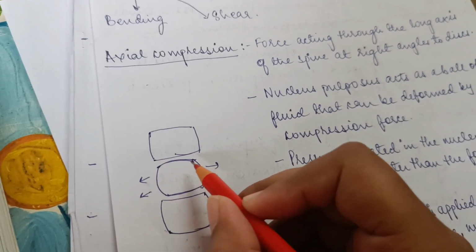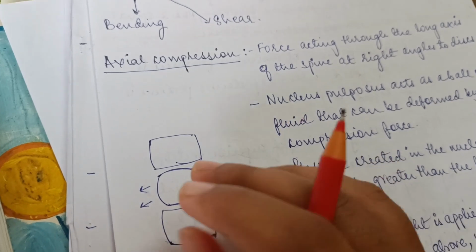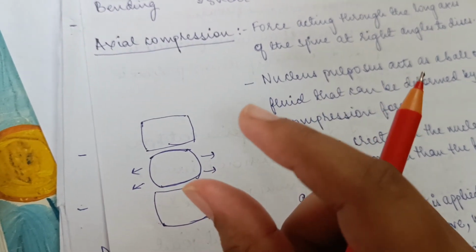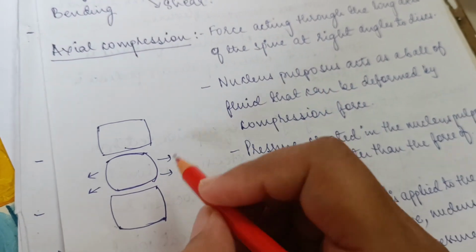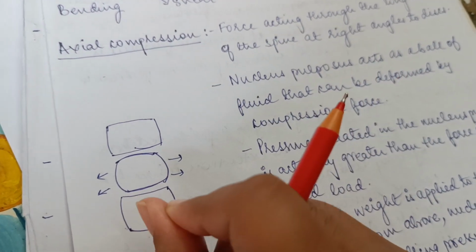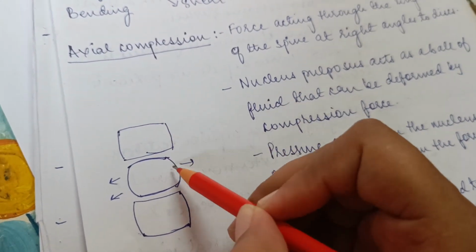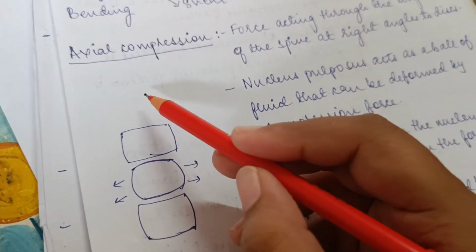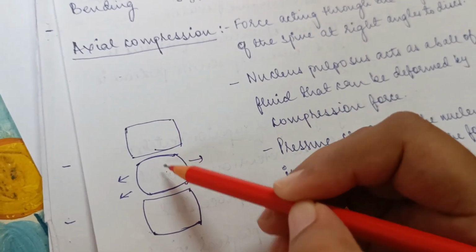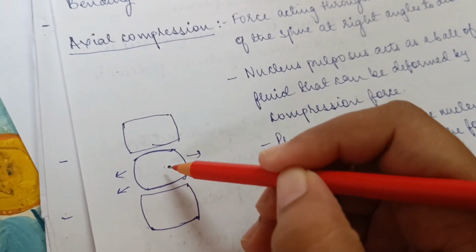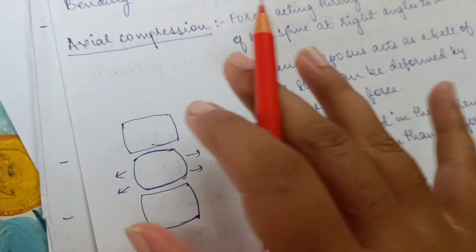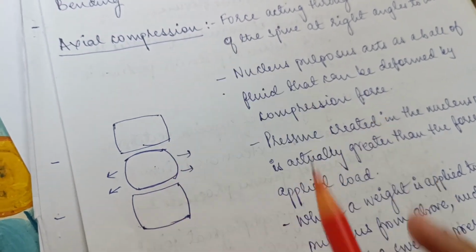Now there is something very important to understand about the nucleus here. See, the nucleus pulposus, we had talked, is like a jelly structure, and it acts like a ball of fluid which can be deformed by the compressive force. Now there is pressure exerted on this nucleus pulposus and your disc when there is loading which occurs from the upper part. So how does this loading, the weight, get transferred? That is important to understand. So let's go in depth in understanding this concept.